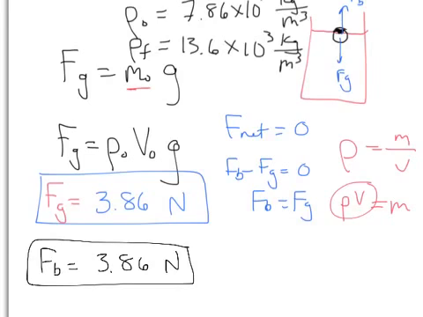Apparent weight is the weight that you feel. Well, if gravity is pulling down with 3.86 newtons and buoyancy is pushing up with 3.86 newtons, the apparent weight is just 0.